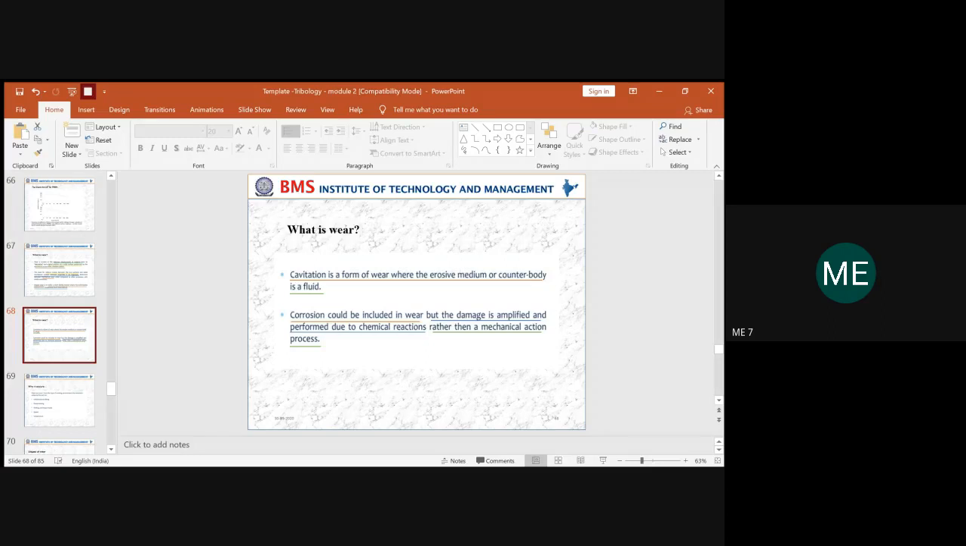So we have to justify saying that wear will not come across only in solid objects, it also comes across in fluid flow. That's what I wanted to tell. Okay, so corrosion could be considered even in wear, but what is the damage it is causing, what is the amplified value which comes across in the chemical reactions, that has to be studied and processed.